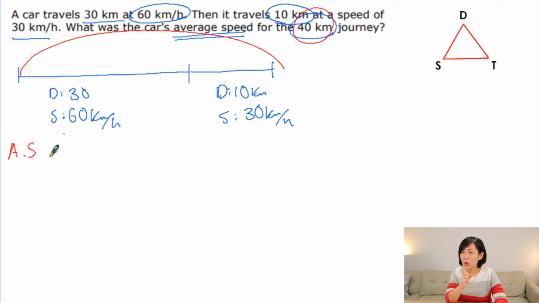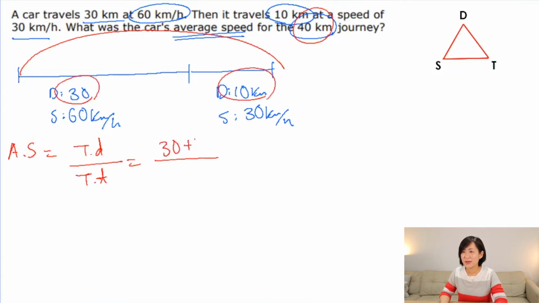Then the average speed for the 40 km is for the entire journey, right? Please don't calculate the mean of the speeds. As you can see, you've got speeds of 60 and 30. You feel like you need to add them together and divide by 2. But I said it doesn't work like that. The average speed of the whole journey is the total distance divided by the total time. So we know the total distance: 30 add 10, that is 40. We don't know the time. So our mission is finding the time for both sections.